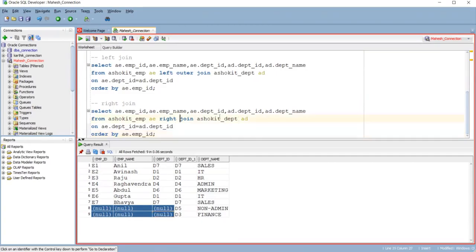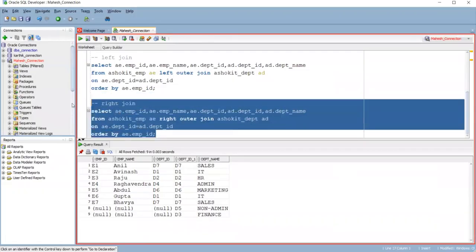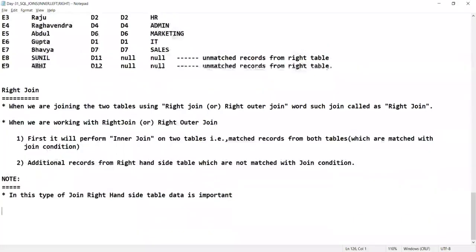Okay. Shall I use a right outer join in place of right join, or not? Yes, definitely. We can use it, sir. So that's what I did. Left outer join or left join, both are one and the same. Right join or right outer join, also both are one and the same. Understand, sir? Hope you guys are clear about the right join.